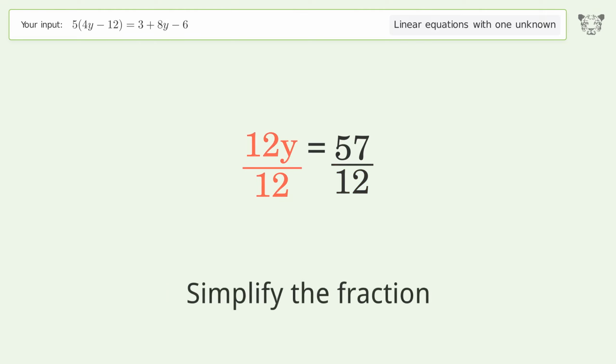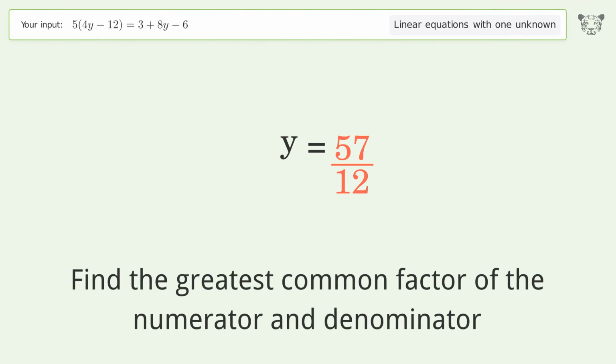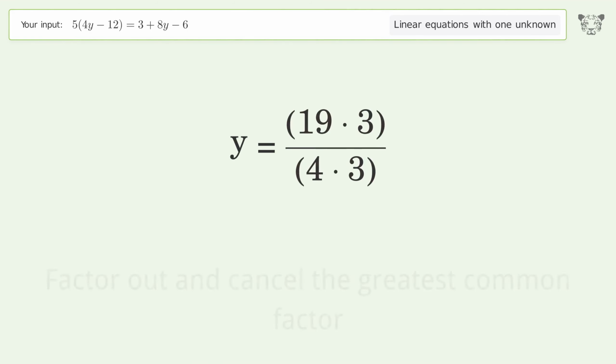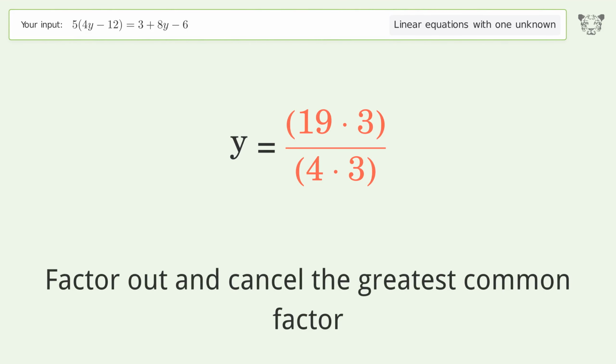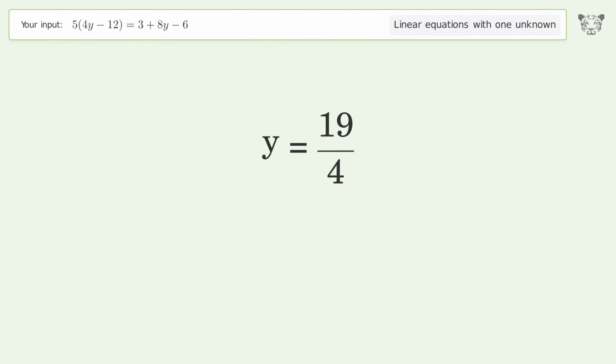Simplify the fraction. Find the greatest common factor of the numerator and denominator. Factor out and cancel the greatest common factor. And so the final result is y equals 19/4.